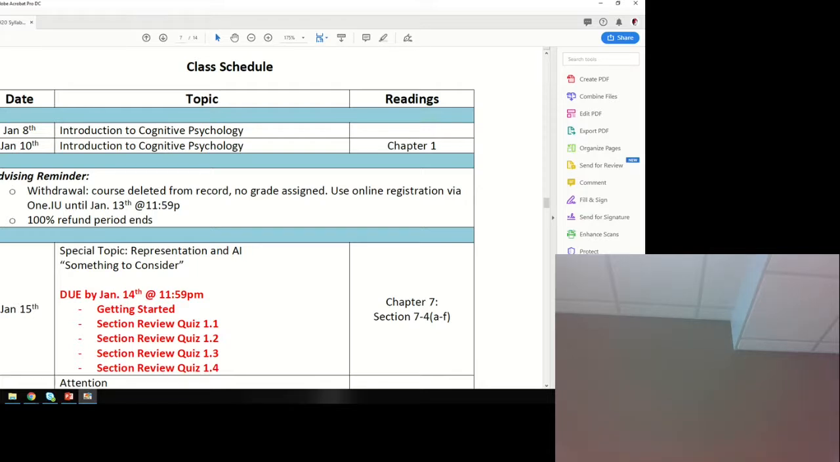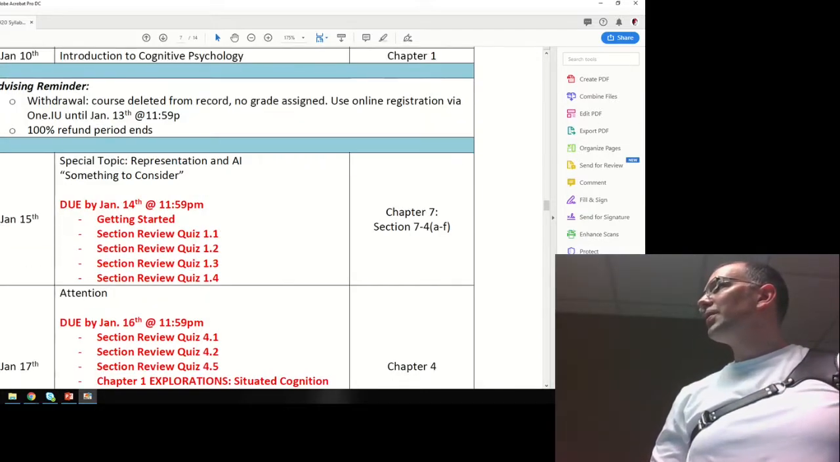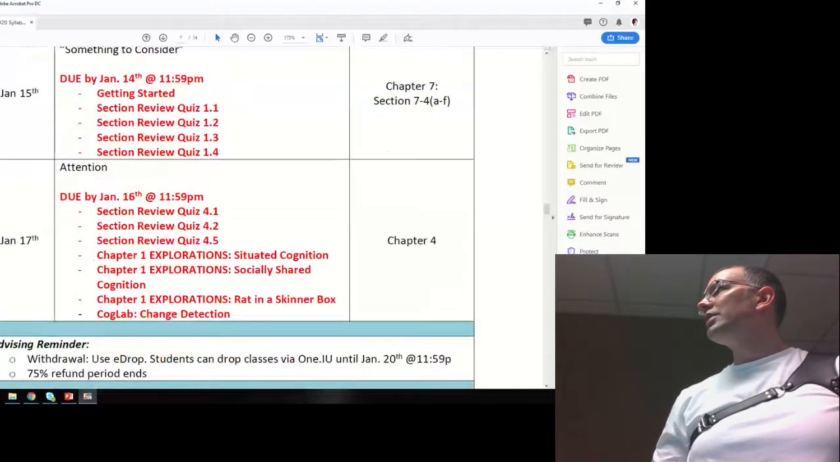And the first things that are going to be due are the getting started. This is going to show you how to use the e-text. And then the first section reviews. This is going to be the quizzes on the sections in chapter 1. And again, that'll just help you get prepared for the classes that are coming. And as you scroll through, it'll indicate what is due on those particular days.